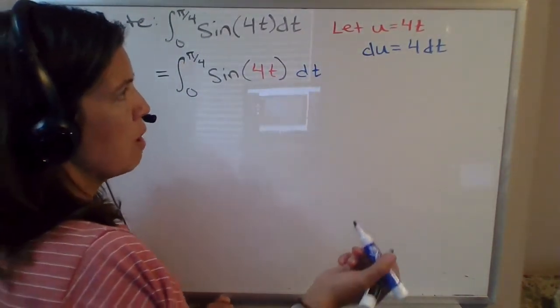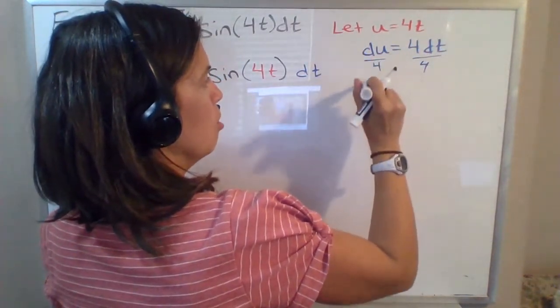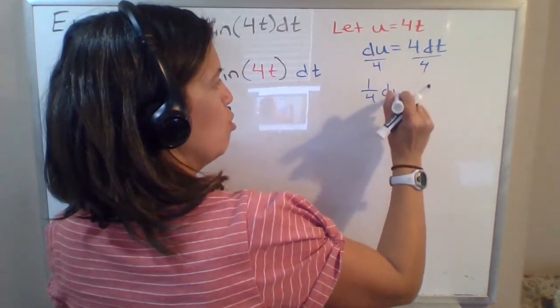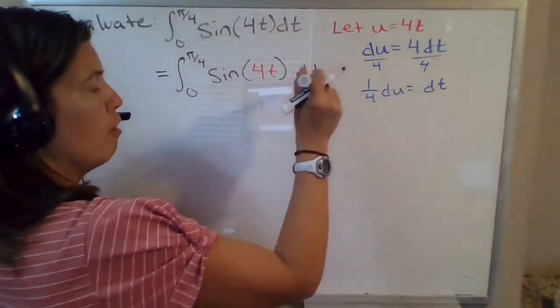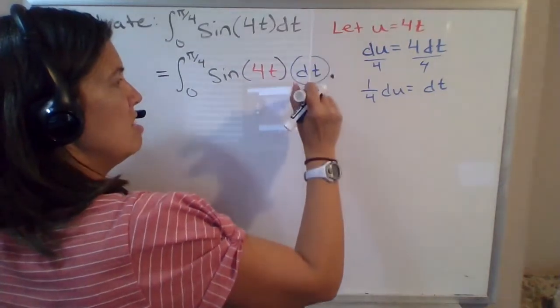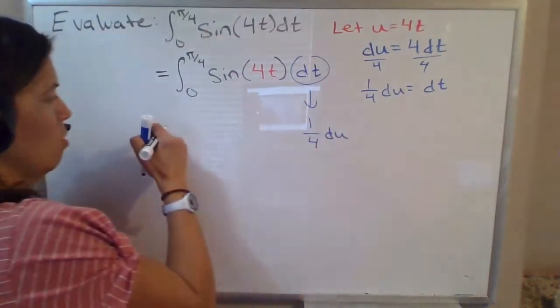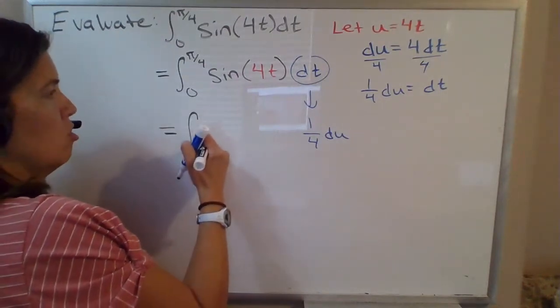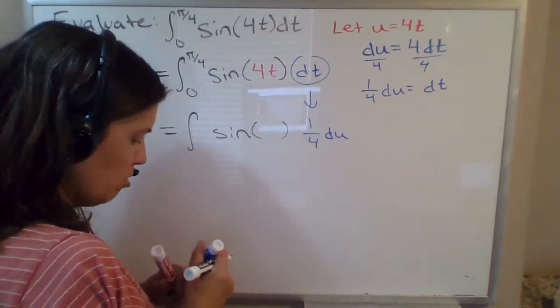There's two ways to think about this. You could go back to this equation, divide both sides by 4, and write this as 1/4 times du equals dt. So that would be a fair substitution, to change this dt into 1/4 times du. Change the 4t while we're at it to u.